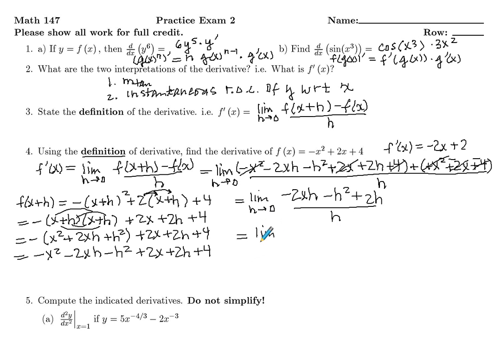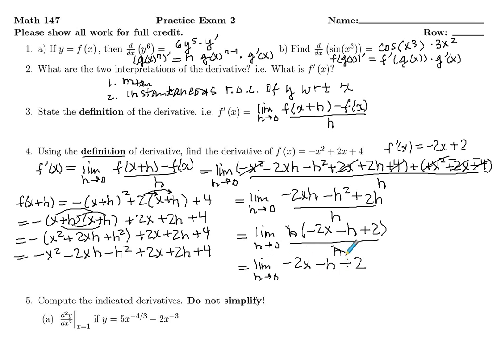So this will be limit as h goes to 0. Factor an h out on top. Negative 2x will be left here. Take 1 h out here, negative h is left. Take the h out of here, plus 2 is left. And divide by h. And now h divided by h is 1, so those cancel. And we are just looking at the limit as h goes to 0 of negative 2x minus h plus 2.